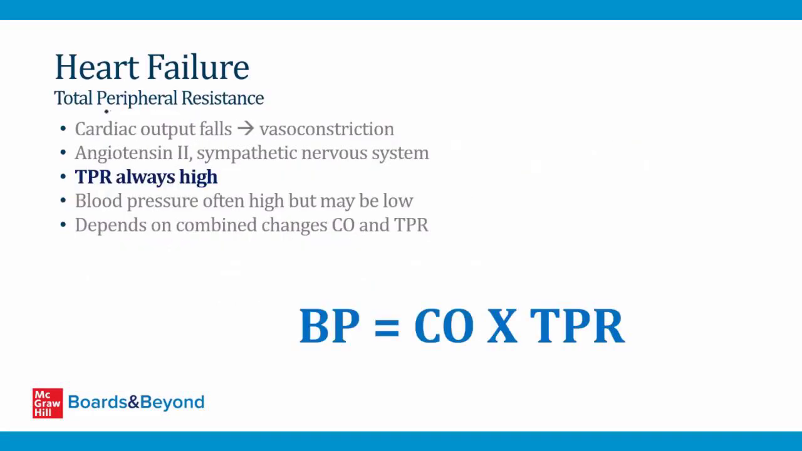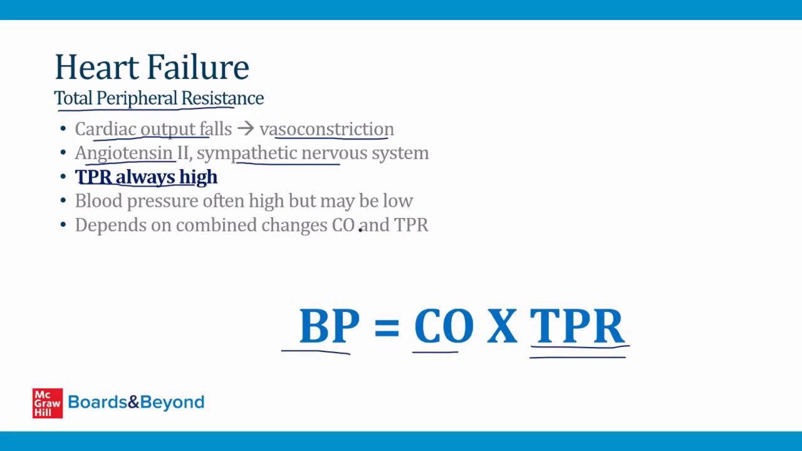So let me emphasize the point I just made on the last slide about total peripheral resistance, because this is very high yield to understand for step one. So when the cardiac output falls in patients with heart failure, this will cause vasoconstriction of peripheral arterioles. This is mediated through angiotensin II from the RAS, and it's also mediated by the sympathetic nervous system. This will raise the TPR. So it's very important to understand that patients in the setting of acute heart failure always have high total peripheral resistance. Now, your blood pressure is a product of the combination of cardiac output and TPR.